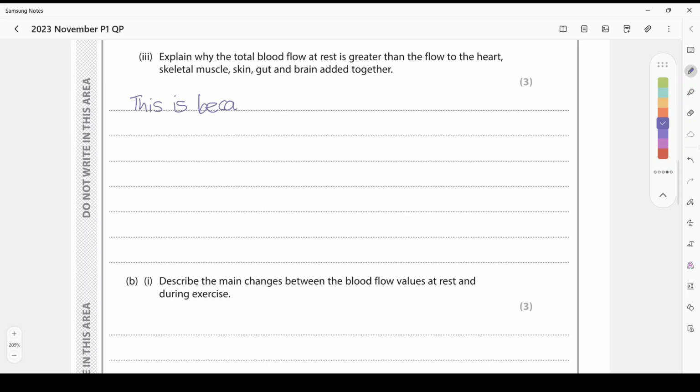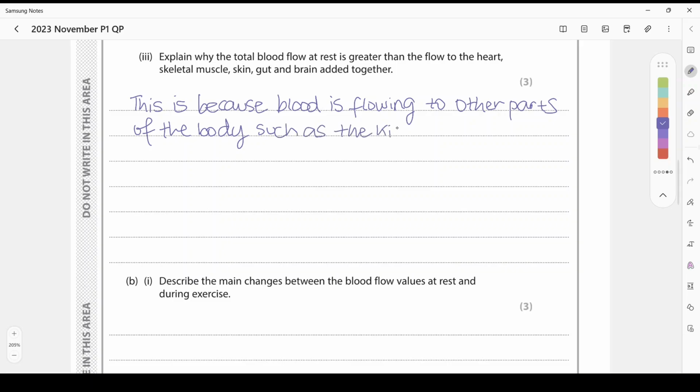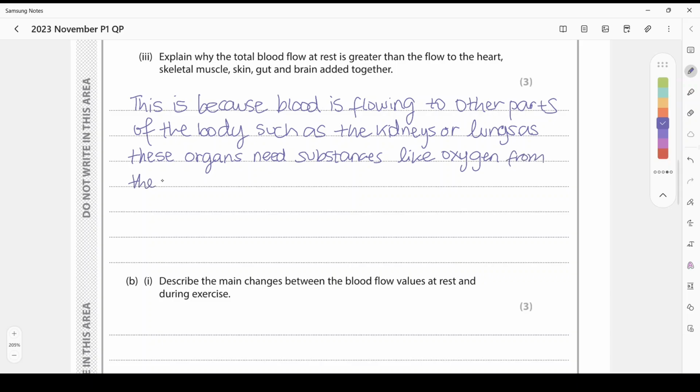This is because blood is flowing to other parts of the body, such as the kidneys or lungs, as these organs need substances like oxygen from the blood. Okay, let's go over the marking scheme.